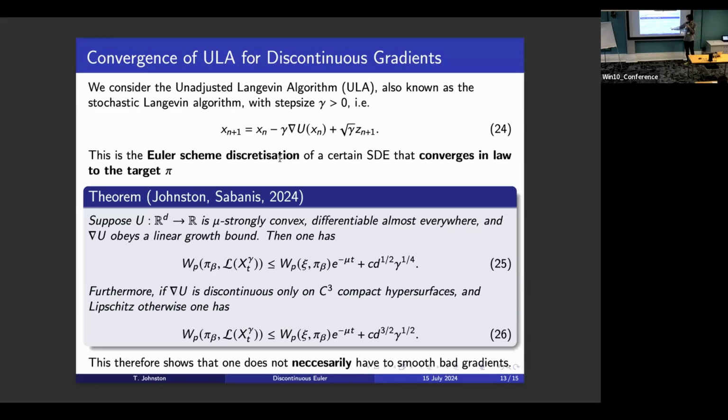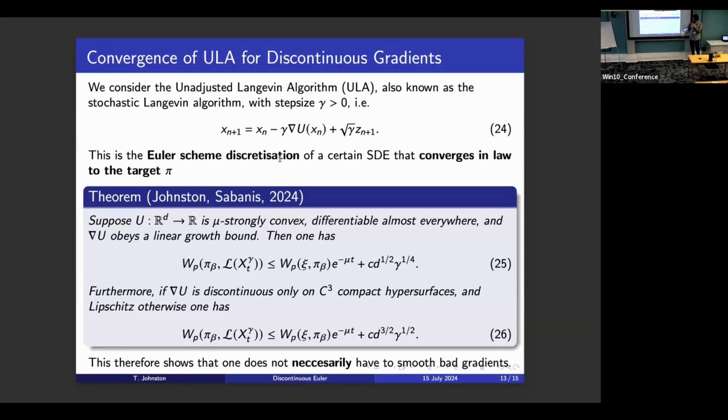But as well, if ∇U is discontinuous, and here we need that ∇U is discontinuous on C³ compact hypersurfaces, so it can't be discontinuous, for instance, on a hyperplane. We need it to be discontinuous on a compact set, and the boundary where it's discontinuous has to have some smoothness, has to be a C³ hypersurface. And outside of these points of discontinuity, it's a Lipschitz function. Then one achieves convergence with γ^{1/2}, which corresponds to the Euler scheme converging at rate 1/2. And the dimensional dependence here is d^{3/2}. So the dimensional dependence is slightly worse, but the rate of convergence is slightly better.